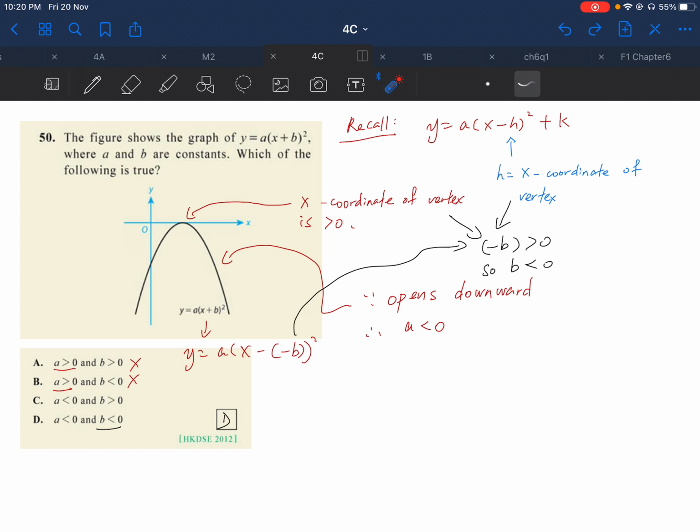For A and B, the opening downward shape tells you a is negative. So A and B are wrong. So the only option is D.